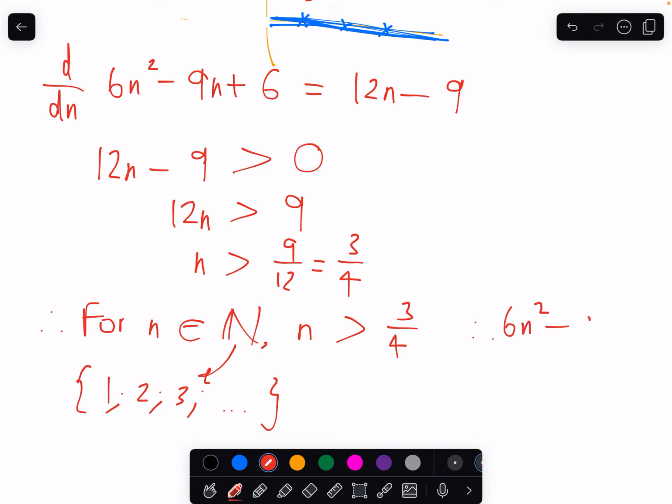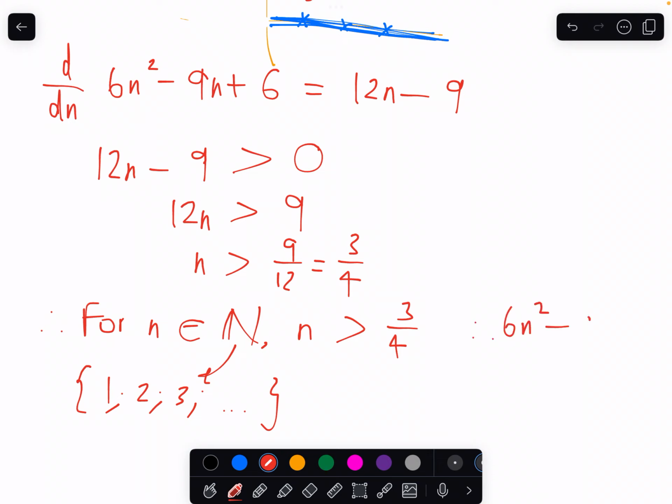9n minus 9 minus 6, and here we'll have our good old Tn, 6n² plus 12n plus 6 minus 9n, this is minus 15. This is going to be plus 12n minus 9n, so that's plus 3n. Here we end up with 6 minus 15.